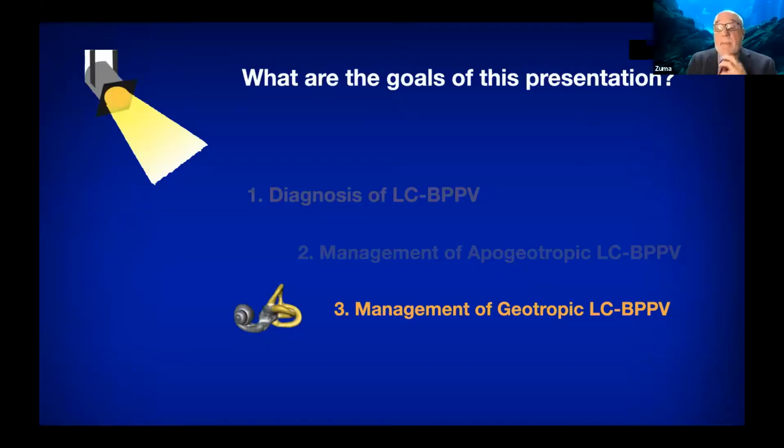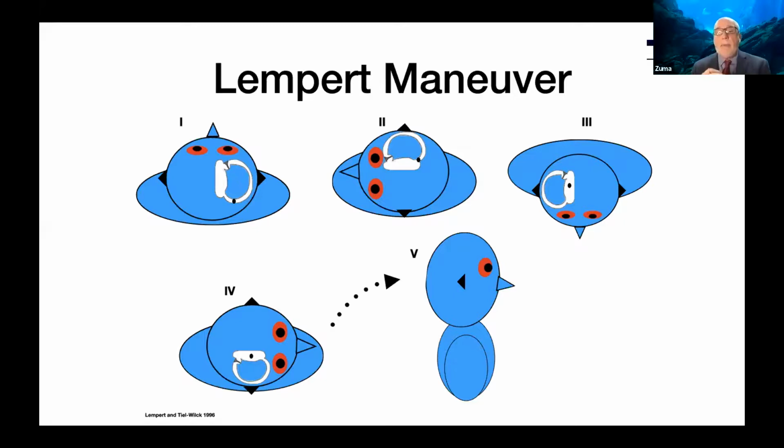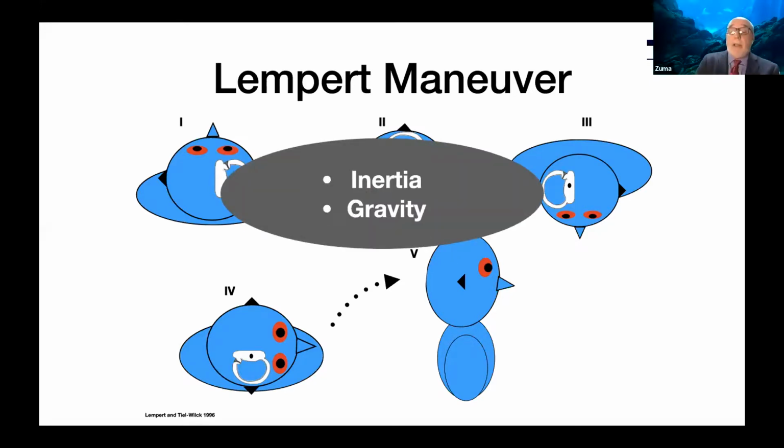So now the management of geotropic lateral canal BPPV. As I said, the particles are in the posterior arm, and the goal is to move the particles to the utricle. Okay, the first maneuver that works very well is the Lempert or barbecue maneuver. We start the patient in the supine position and turn the head 90 degrees to the unaffected side, then to the prone position, and sit the patient up. They use inertia and gravity.